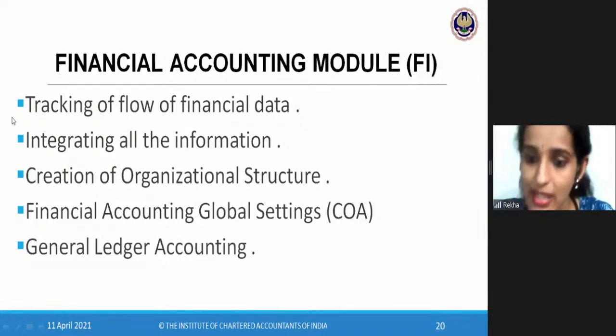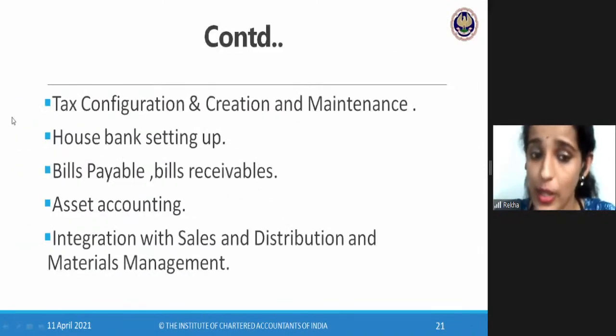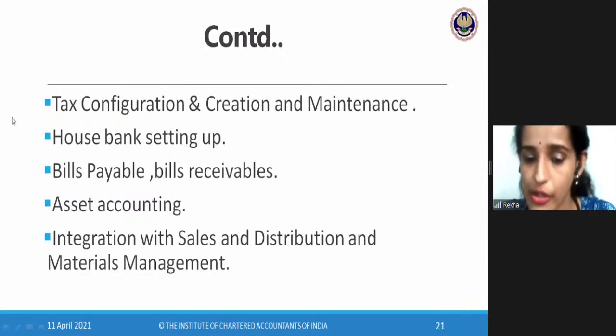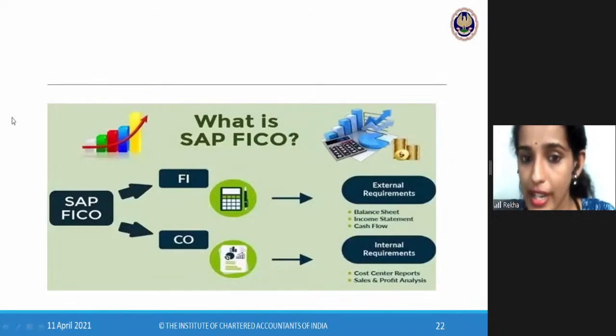Then creating the organizational structure. As I told you, company codes, your credit periods, all those things you can do. Then financial accounting global settings: your fiscal year, posting periods, document types, all this you can do. General ledger, fixed asset accounting, bills payable, receivables, configuration, setting up the TDS rates, tax rates, then integration with the other modules. These basic features are easy only if you are understanding the concept, you understand the normal P&L and balance sheet, so you will be able to write this module. Nothing big in that. Now, the next important module is your controlling module.